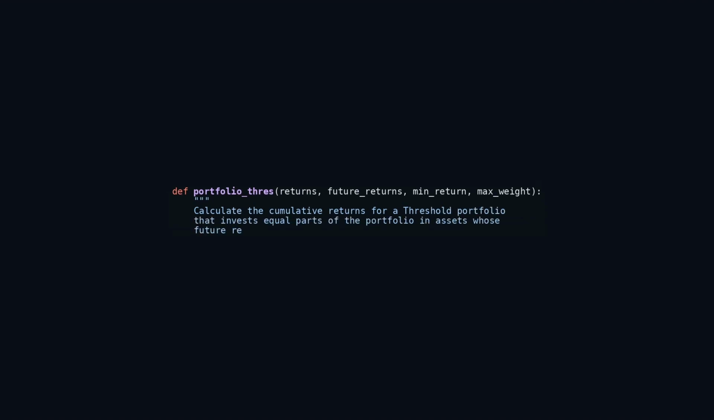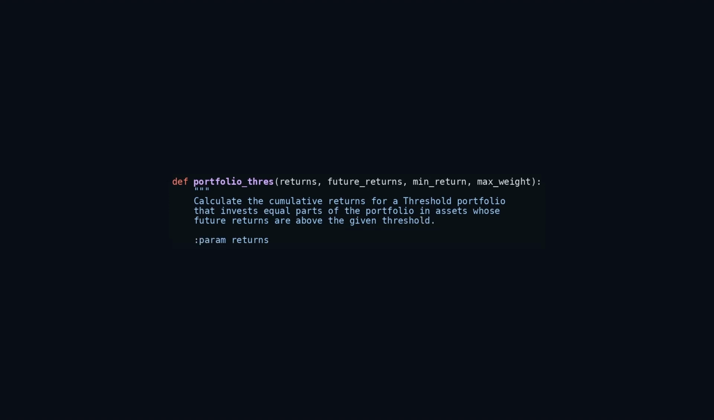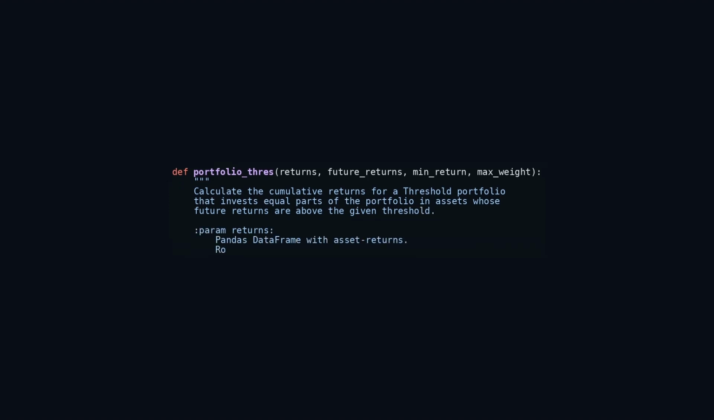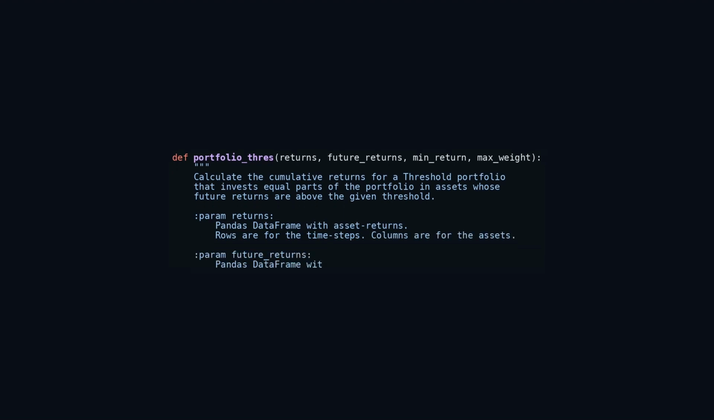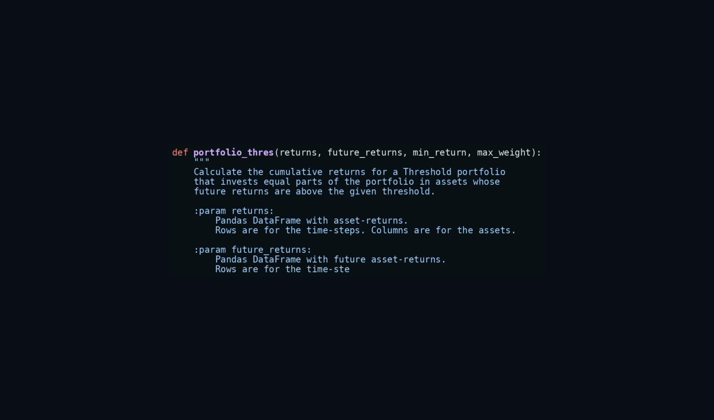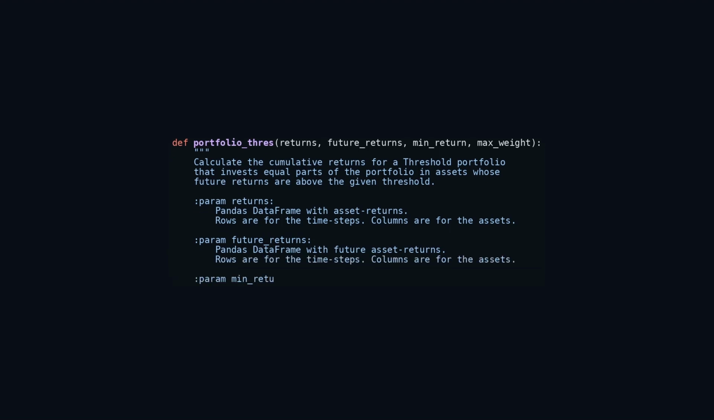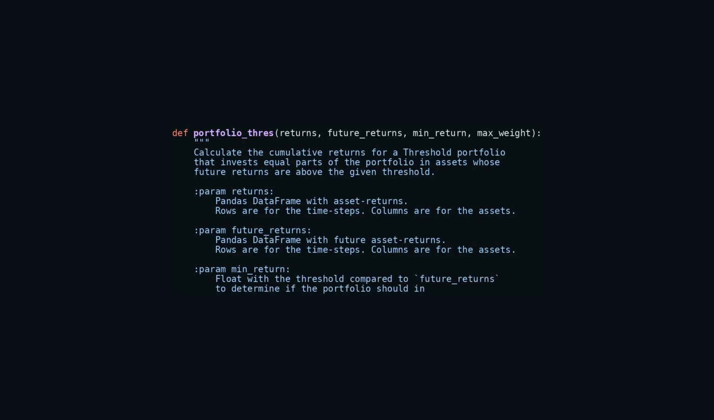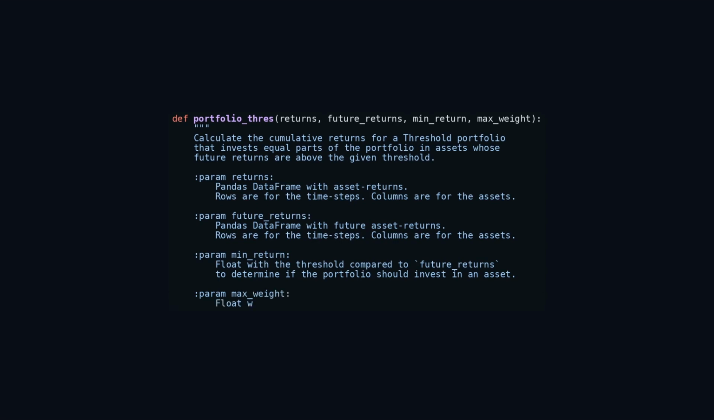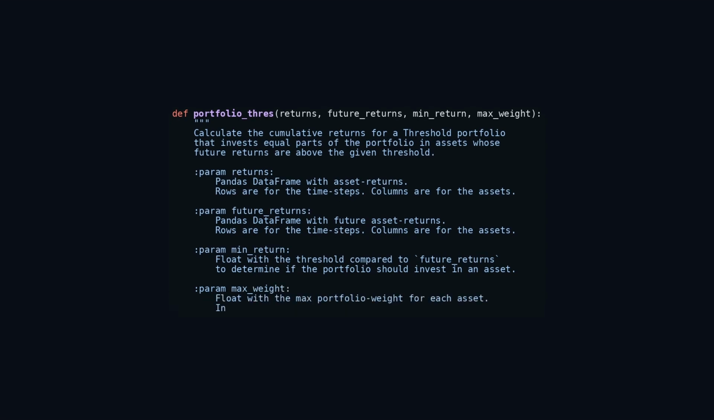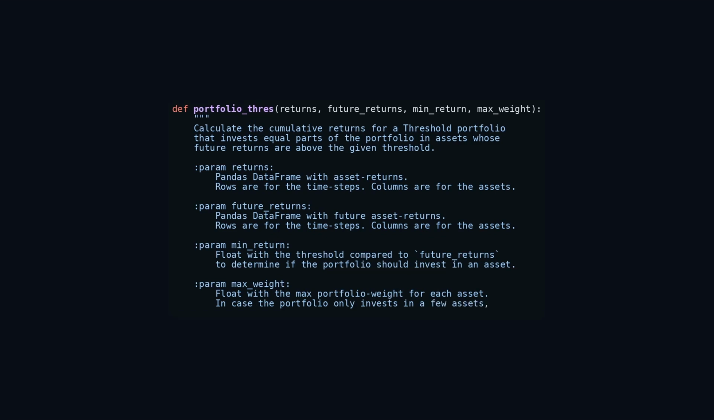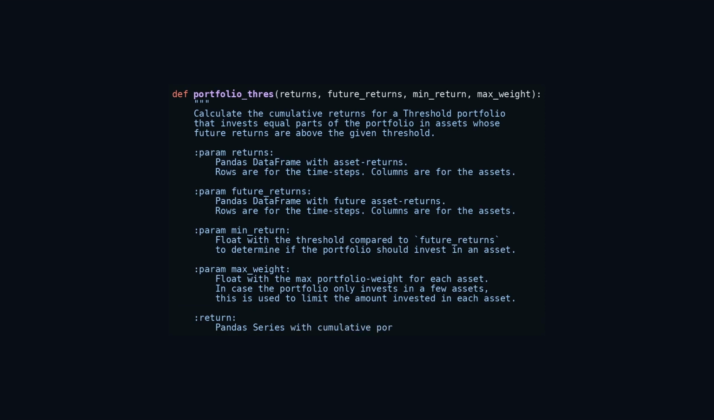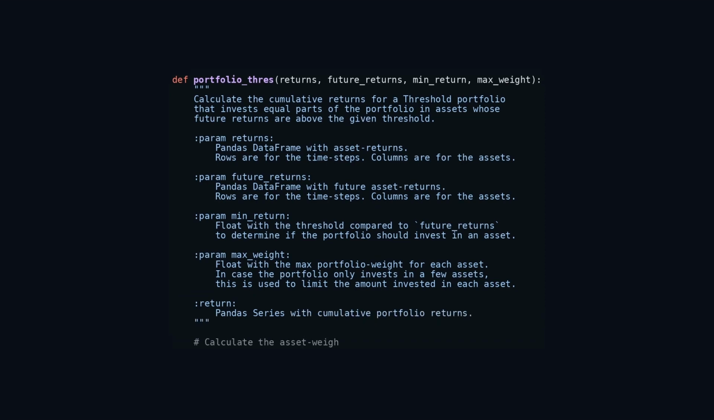Initially, it determines the asset weights by evaluating if the future returns for each asset exceed a specified threshold, min_return. It assigns a weight, max_weight, to assets that meet this criterion. Following this, the asset weights are normalized to ensure that their sum does not exceed 1. Next, the function calculates the cumulative portfolio returns by using the normalized asset weights and accounting for any uninvested cash if the sum of the weights is less than 1. This is achieved by calculating the weighted sum of asset returns to determine the overall portfolio return. Finally, the function returns the cumulative portfolio returns and any uninvested cash as a pandas series.